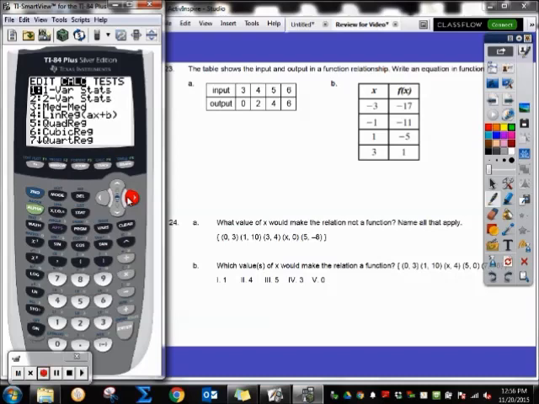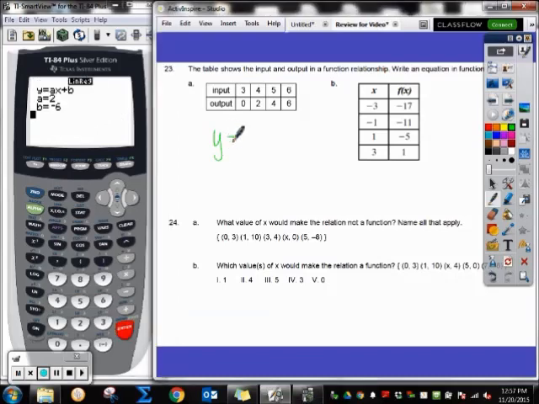So arrow to the right. Number 4, arrow down. Even though we don't need to make a prediction this time, I would get in the habit of doing alpha trace. And if we calculate, we end up with y equals 2x minus 6.